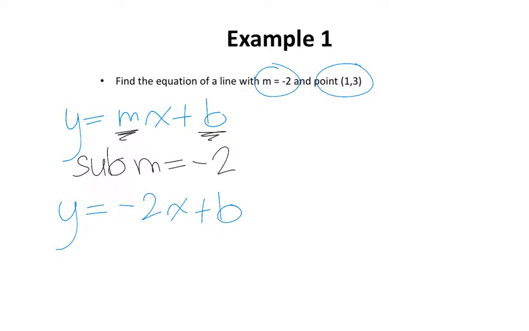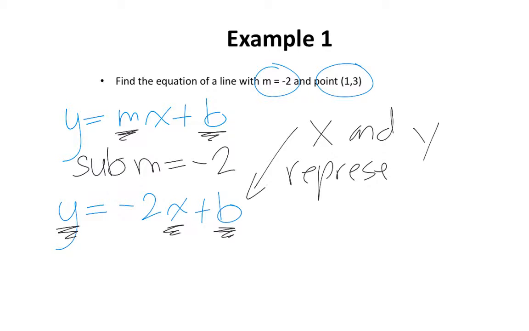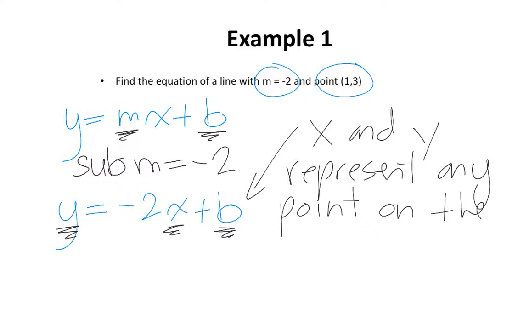Remember, we want to figure out what the y-intercept is. However, there are other variables within the same equation. But x and y represent any point on the line. So let me write that on the side. X and y represent any point on the line. Keyword being any point on the line.